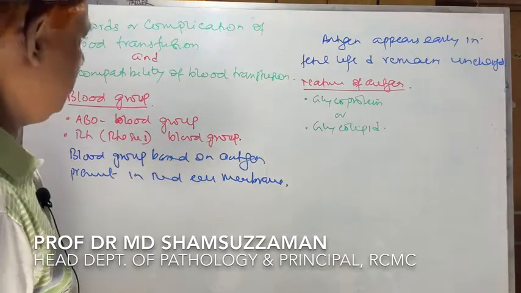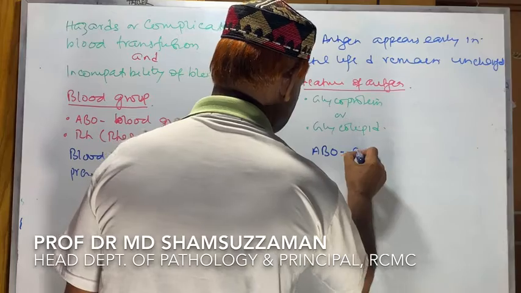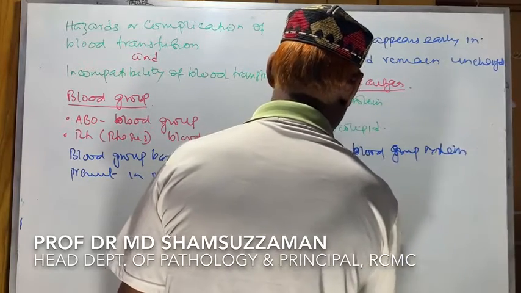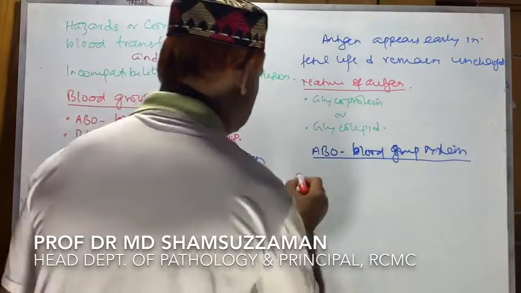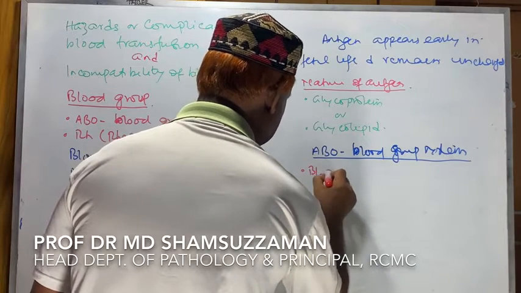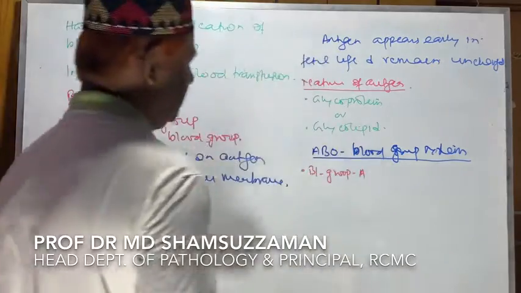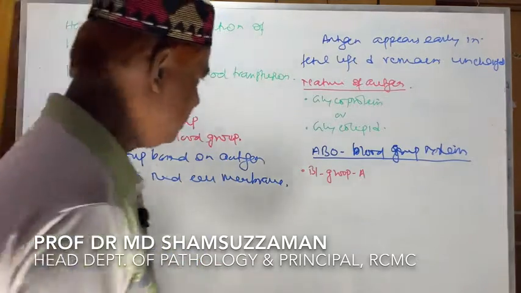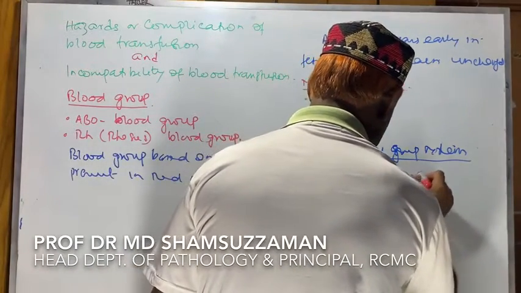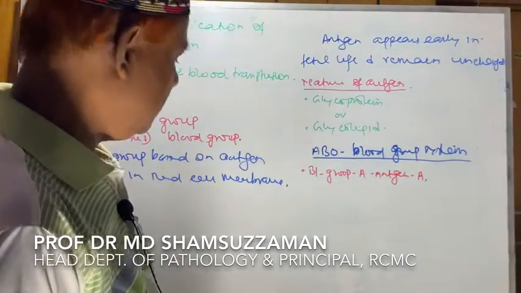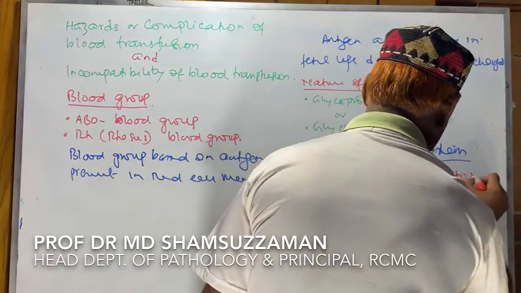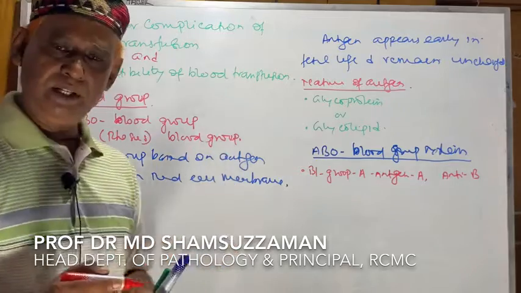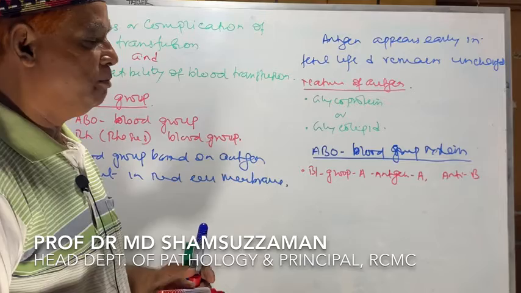Now come to ABO blood group system. Blood group A: there is antigen A on the red cell membrane, and in the serum the antibody is anti-B. So the individual with blood group A has antigen A on the red cell membrane and anti-B antibody in serum.